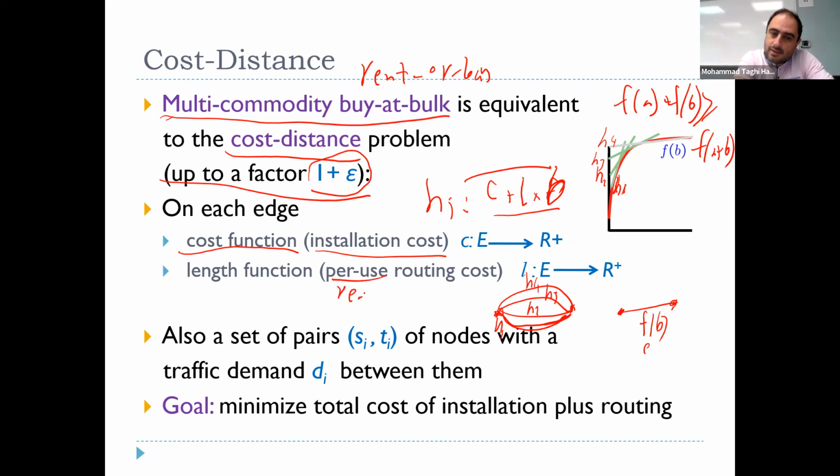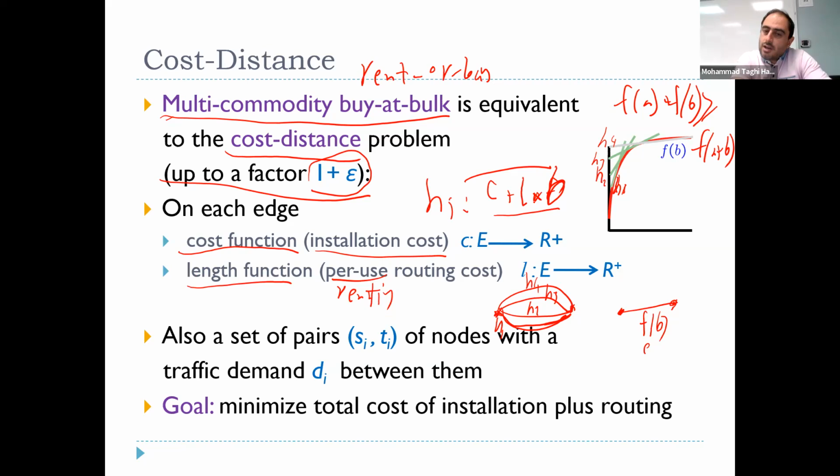This is the renting, essentially, cost. Or like maintenance cost, or I don't know. This is the length function. This is called the length function, which is E of, essentially, this is per usage. So depending on your usage, you will pay that.